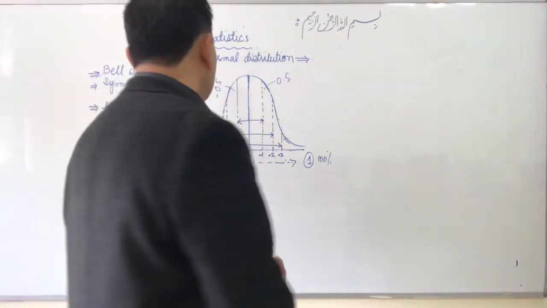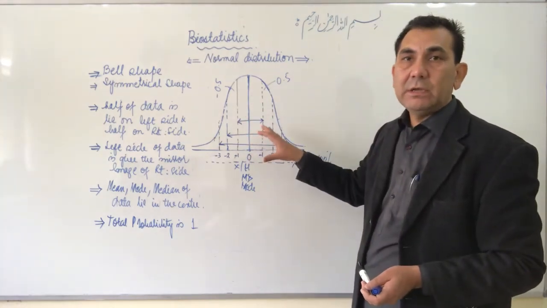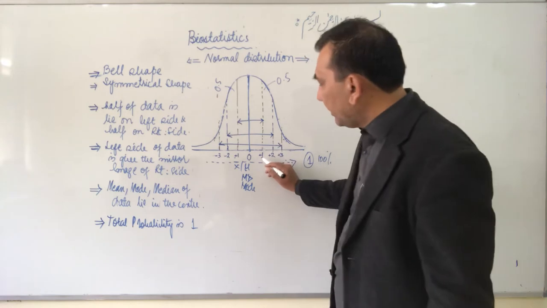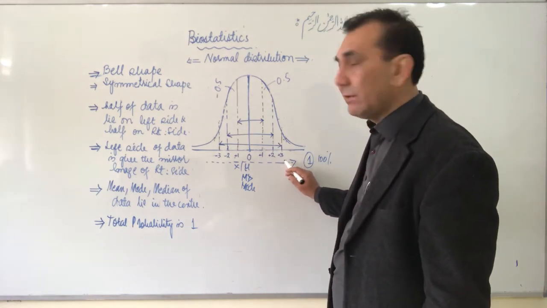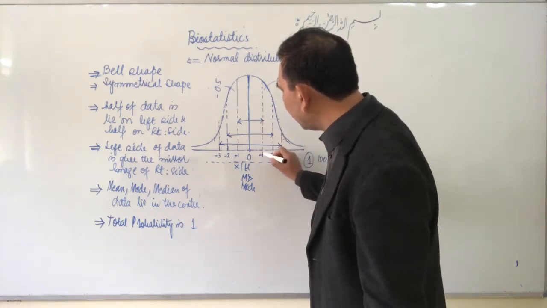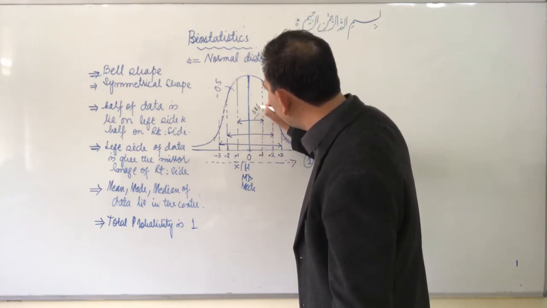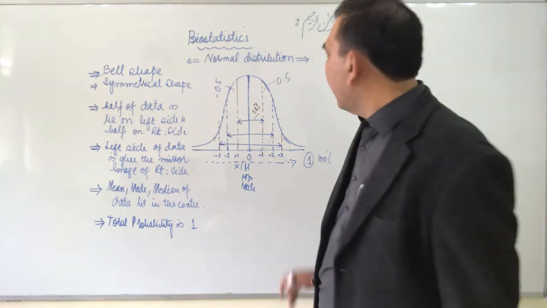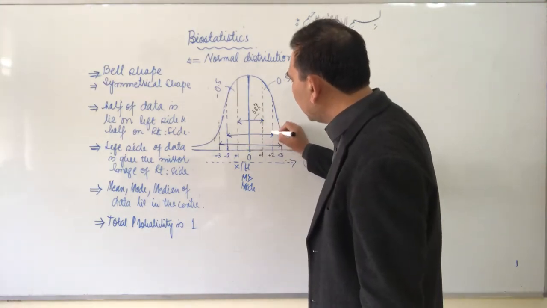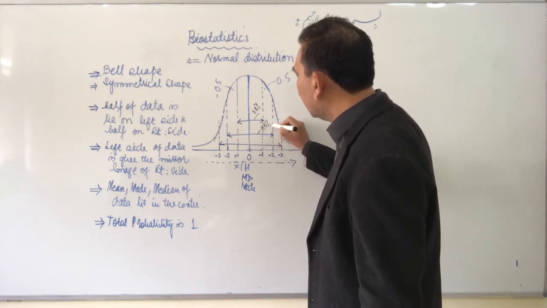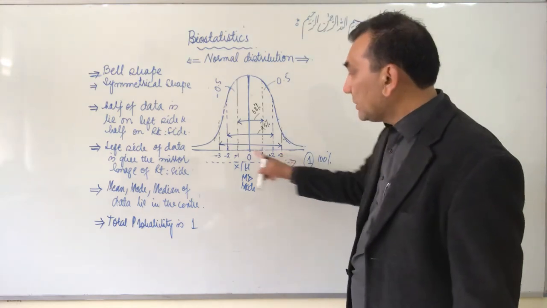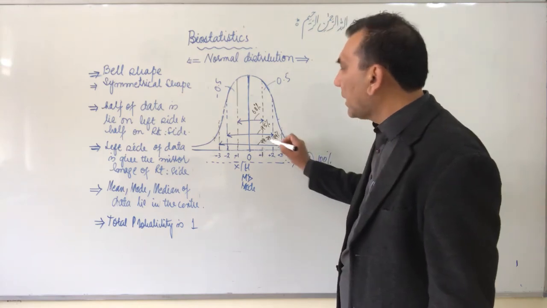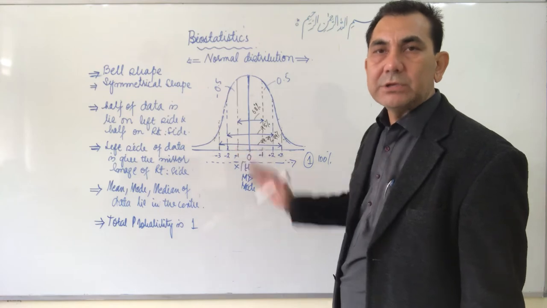Right, now what are the other properties of the normal distribution? Here I have drawn three lines: one standard deviation, two standard deviations and three standard deviations. Within one standard deviation, 68% of the data lies under the normal curve, and within two standard deviations, 95% of the data lies under the normal curve. Within three standard deviations, 99.7%, or 99%, of the data lies under the normal curve.